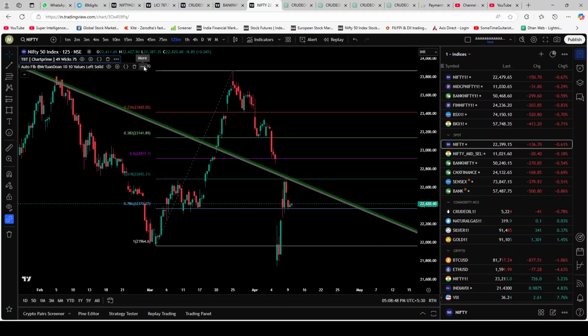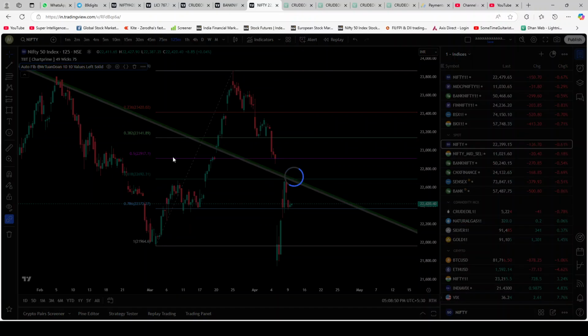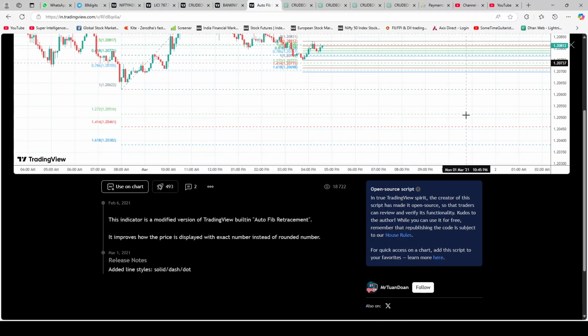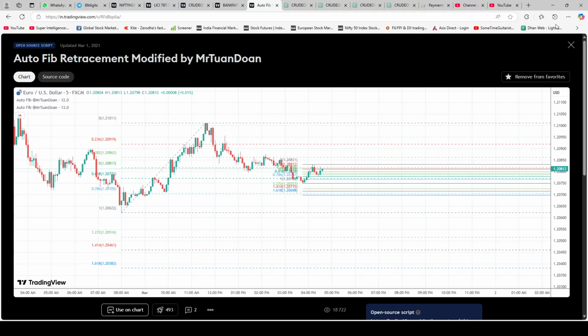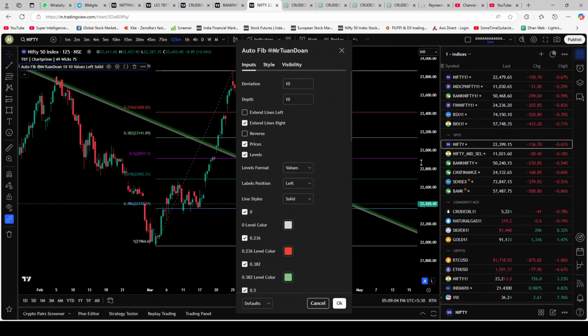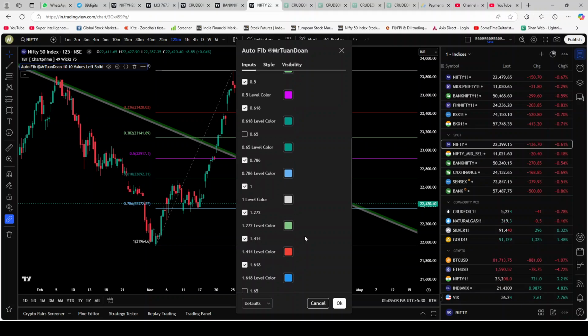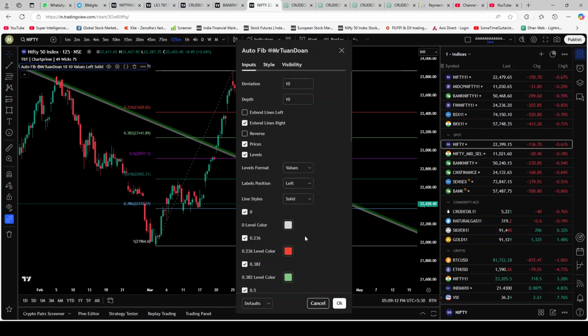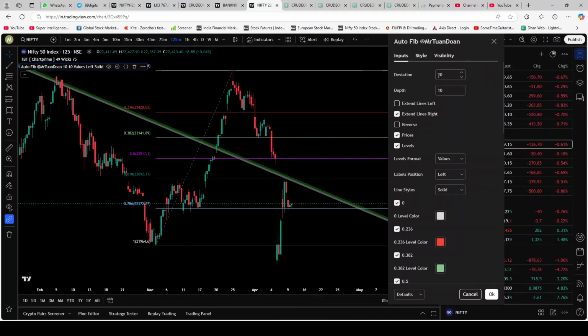The next indicator I think is something that I've already discussed in the past. It's Auto Fib Retracement modified by Mr. Turan Doyne. What a name. The author is Turan Doyne. And I'll leave this name also in the comment section. I think I've made some color changes to this. Apart from that, I've not made many changes.